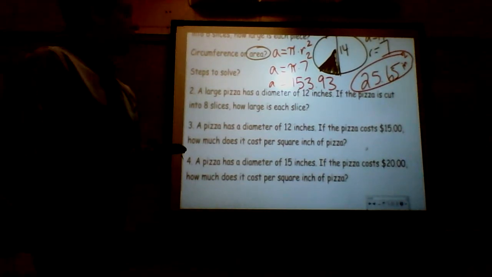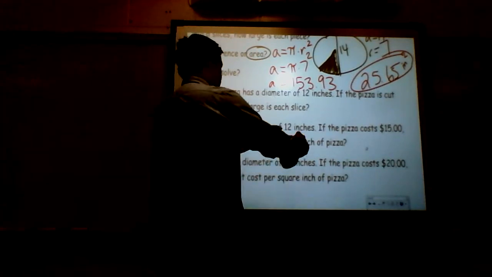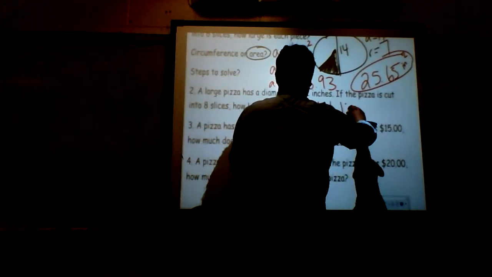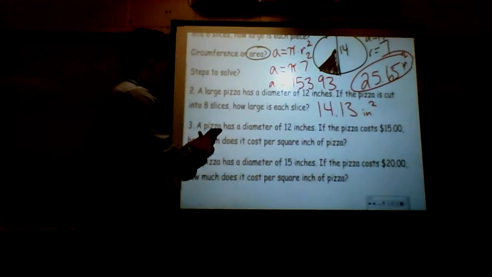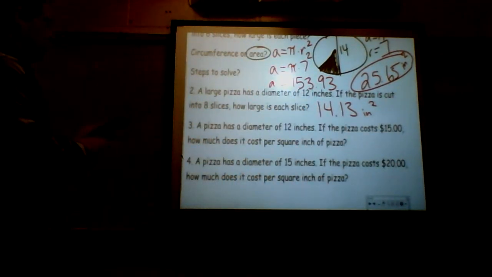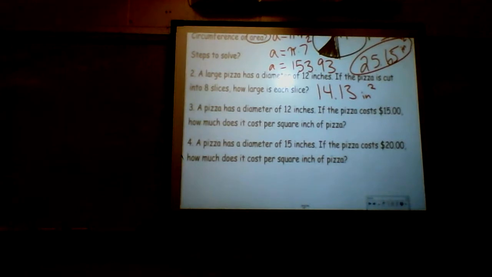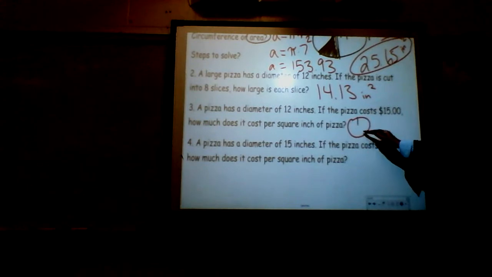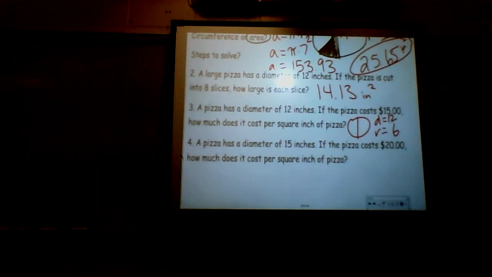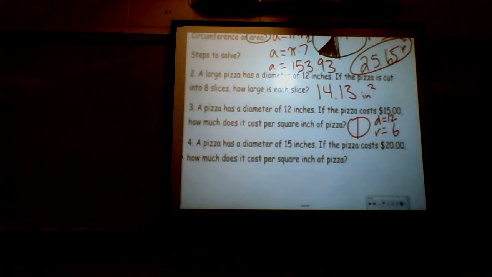Okay, I'm not going to walk through these problems, however, I am going to put the answer up here. For number 1. For number 2. For number 3, a pizza has a diameter of 12 inches. So I am going to show this one because it looks a little different here. A pizza has a diameter of 12 inches. So, my pizza, it's got a diameter of 12, which means it has a radius of 6. If the pizza costs $15, how much does it cost per square inch of pizza?